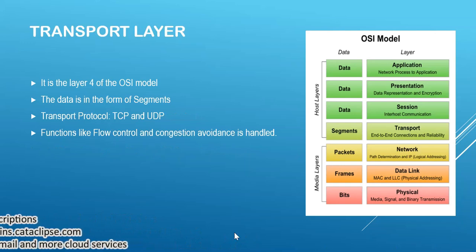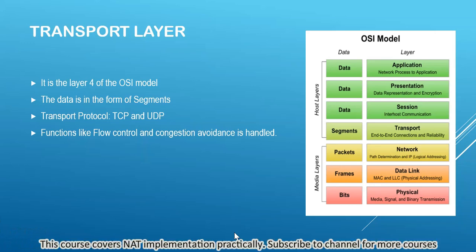Transport layer is the layer 4 of the OSI model. The data is in the form of segments. Transport layer uses two protocols, TCP and UDP. TCP is a reliable communication protocol, whereas UDP is an unreliable communication protocol, mainly used by voice. Functions like flow control and congestion avoidance are handled by the transport layer.